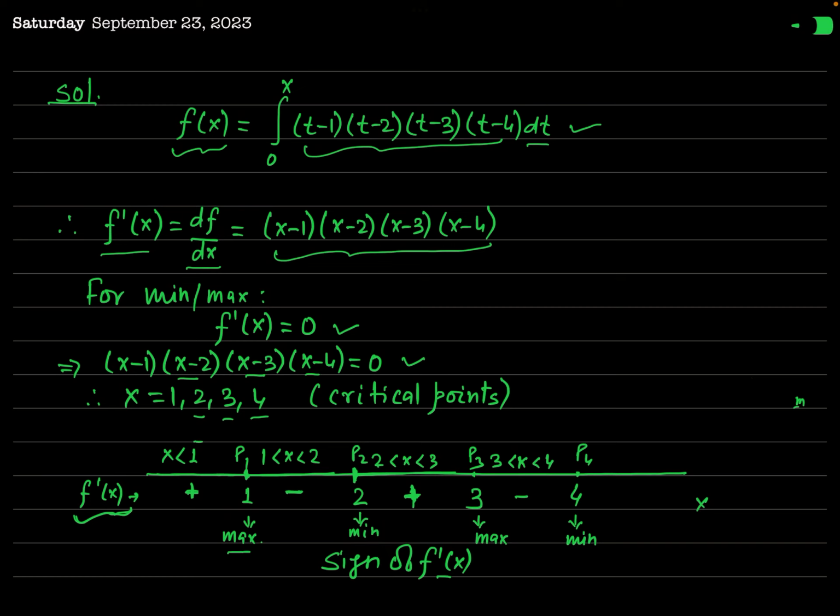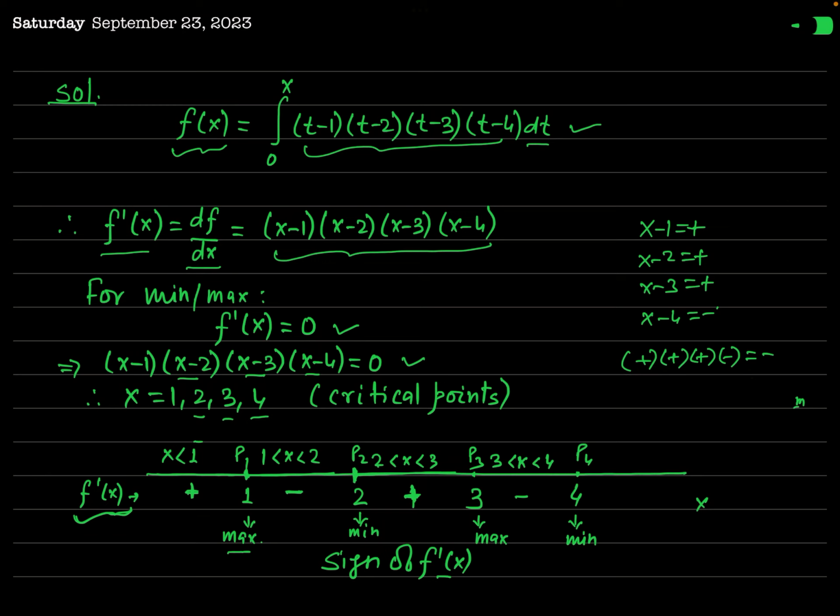It means now x is greater than 3. So when x is greater than 3, x minus 1 will be positive. X minus 2 will also be positive. X minus 3 will also be positive. Only x minus 4 will be negative. So the product of positive, positive, positive and negative will be negative.